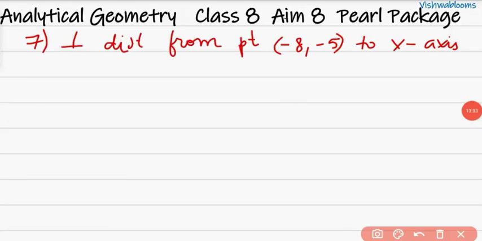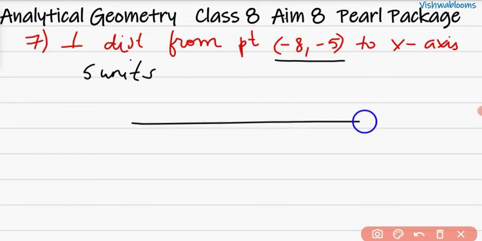The next question is pretty simple, the 7th one. We are supposed to find the perpendicular distance from minus 8 comma minus 5 to the x-axis. Now the answer is simple, it is 5 units, but you might be confused whether it is negative or positive. First, why it is 5 units, I'll explain. Just take a graph. Here I'm going to mark the perpendicular distance, which is straight at 90 degrees. So now we are asked to find that.